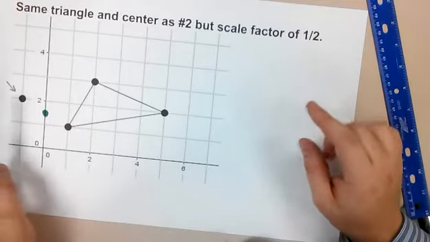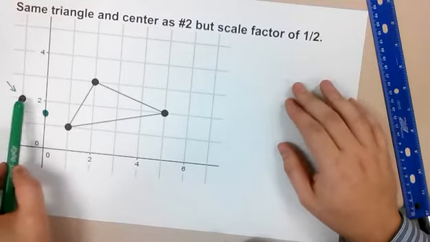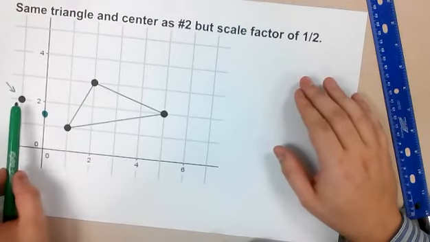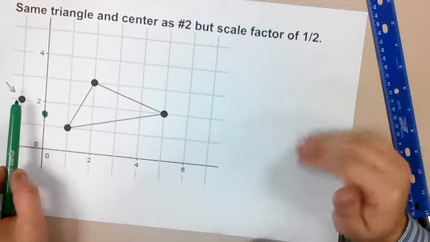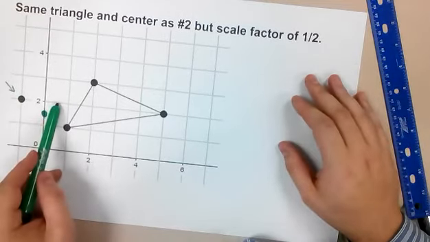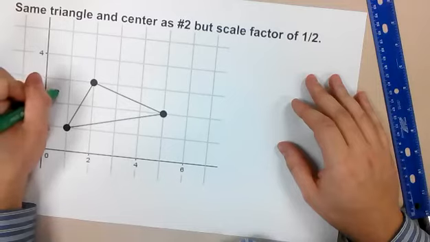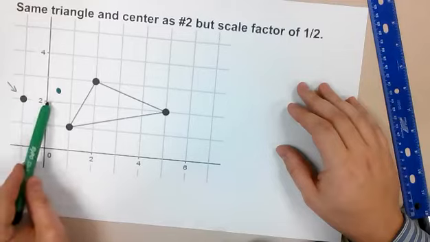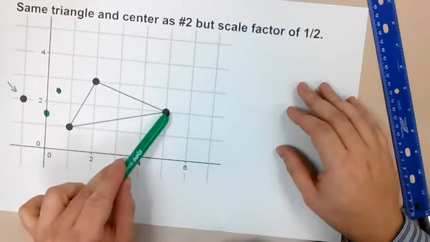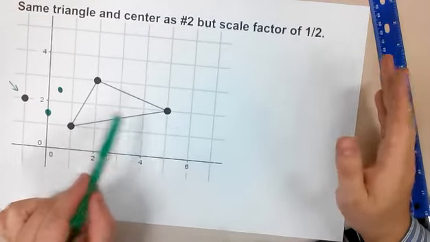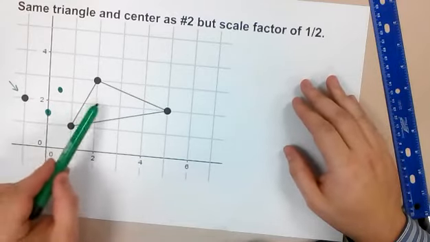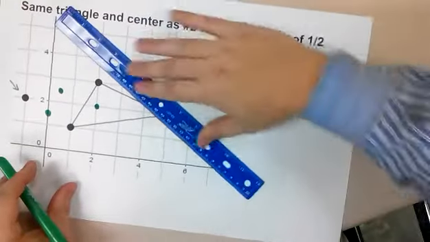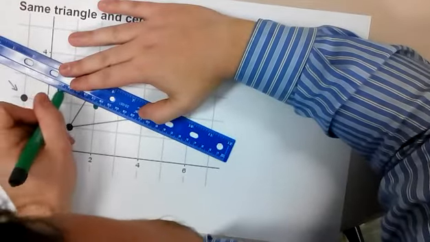Then I'm going to count the distance from this point to this point. I'm going to go over 3, up 1. So half of 3 is 1.5. Then I'm going up 1, and that's half. Now, this last point, 1, 2, 3, 4, 5, 6. I'm going to cut that distance in half, so 3. So 1, 2, 3. There we go. I'm going to connect the dots.